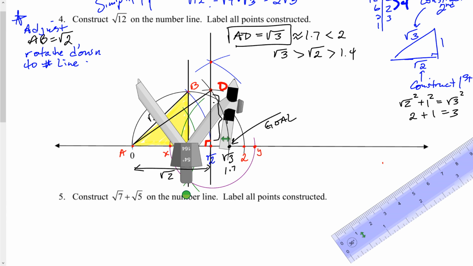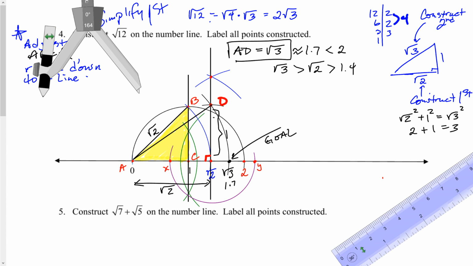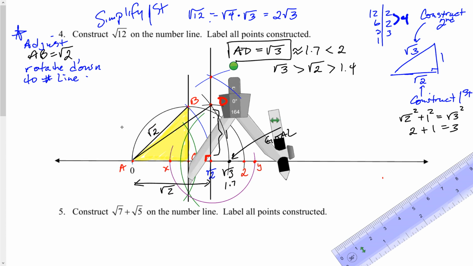to get root 12, where is that? Where did I discuss root 12? Root 12, oh, here we go, at the very top, it's 2 root 3. So we're not quite done yet, right? Because I got root 3. Now I got to get 2 root 3.